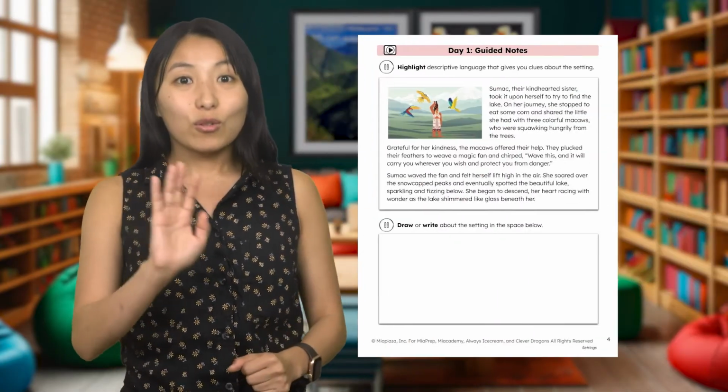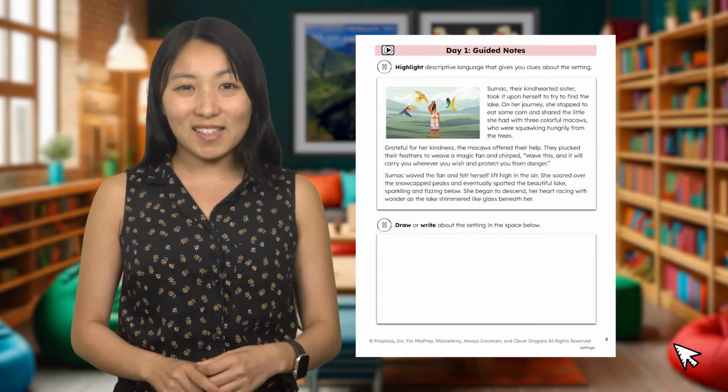Now it's your turn. As you read, highlight the descriptive language in the story that gives you clues about the setting, then draw or write about it. Remember, you're looking for details about time and place. You can pause to read at your own pace.